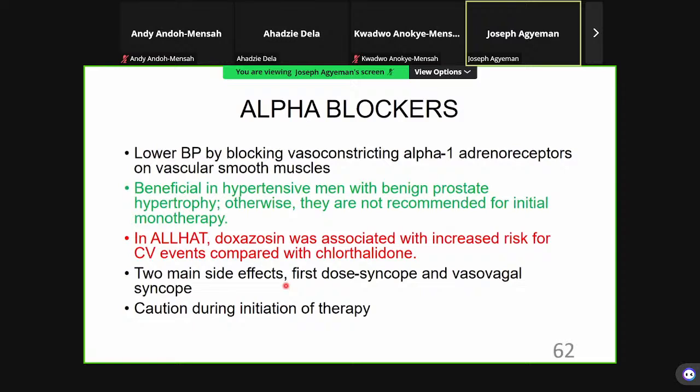And with time, maybe you get used to the effect. It will not happen. If you take it whilst you are walking, standing, especially your first dose, this syncope may occur and then you may fall down.